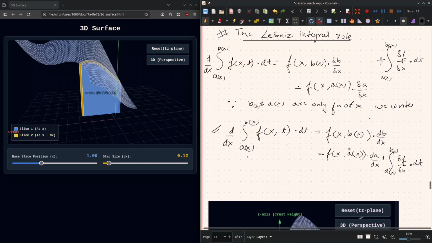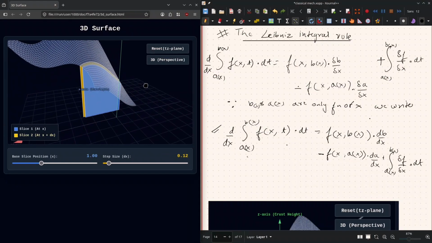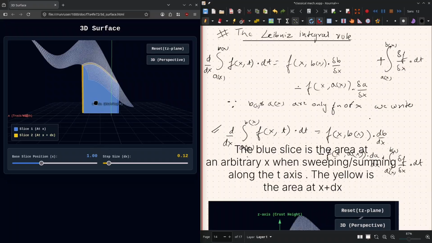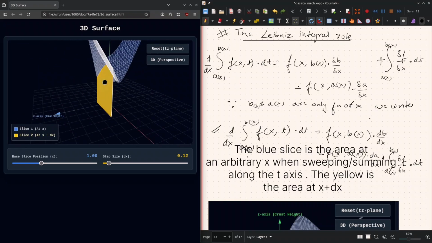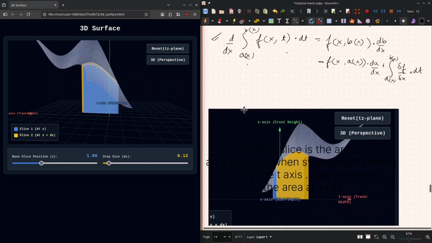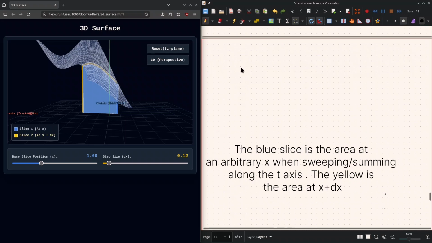So, to understand the intuition behind this, we need to look at the geometry: what the left hand term is, and what the right hand term is. So let's look at the left hand side first. I've got a simulation with me, and I'll tell you the basics in the simulation. See, the blue slice is the slice at x, and the yellow slice represents the slice or the area at x plus dx.